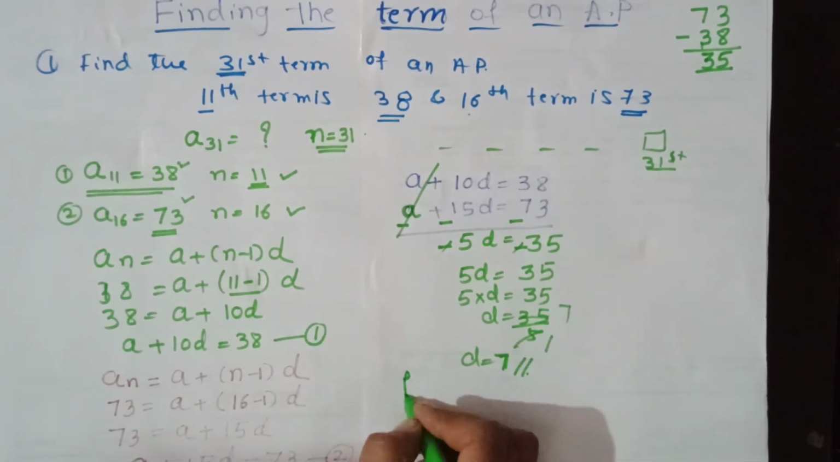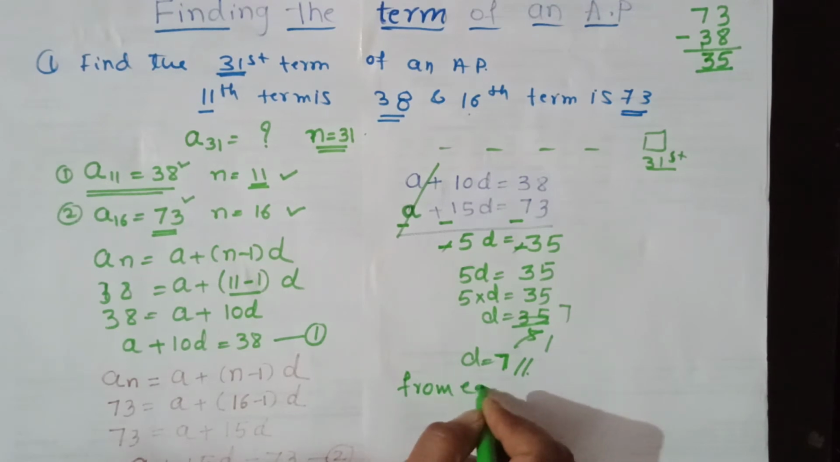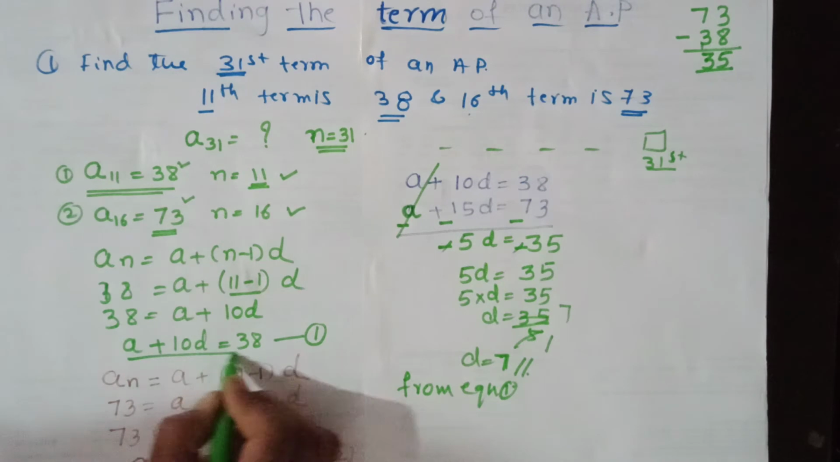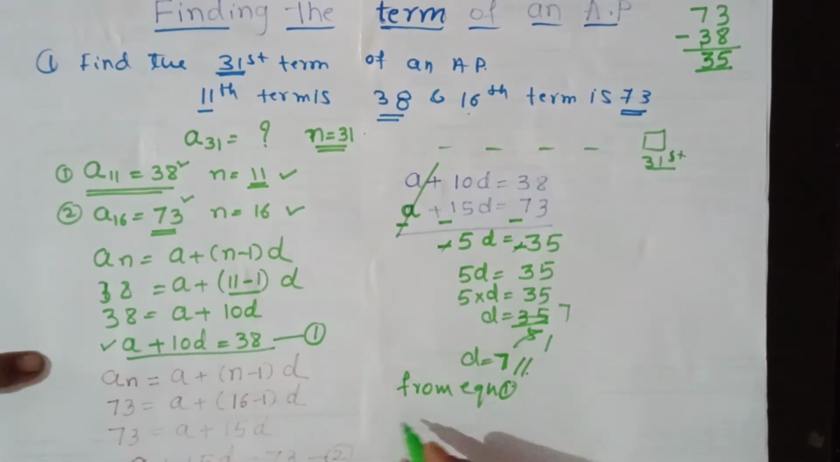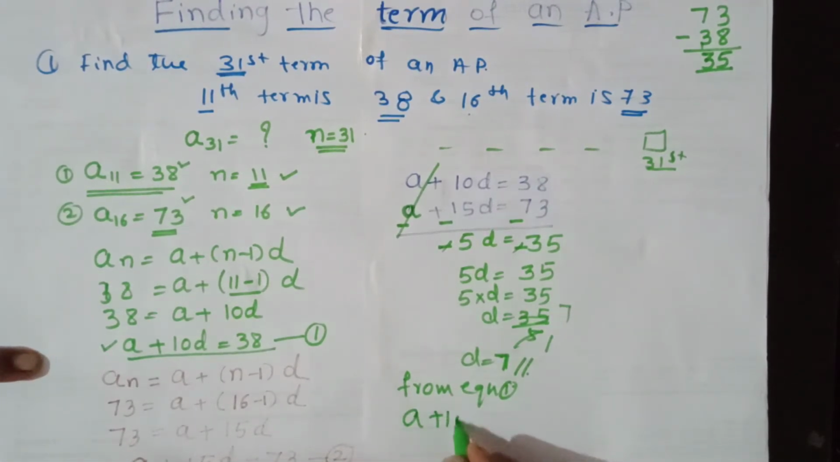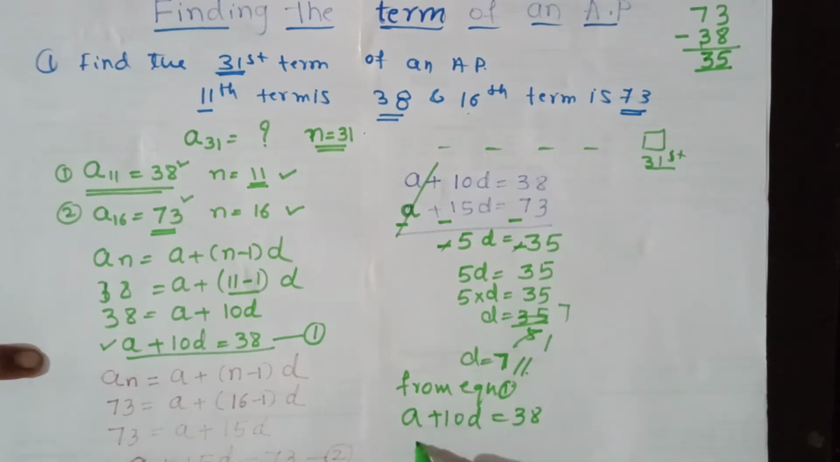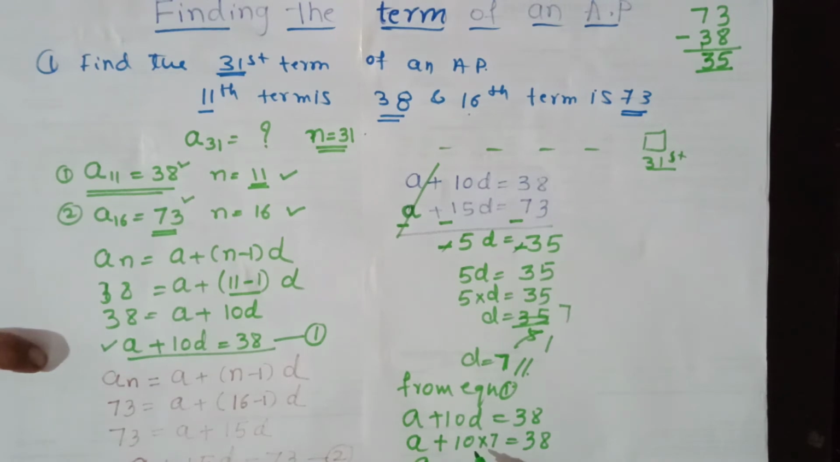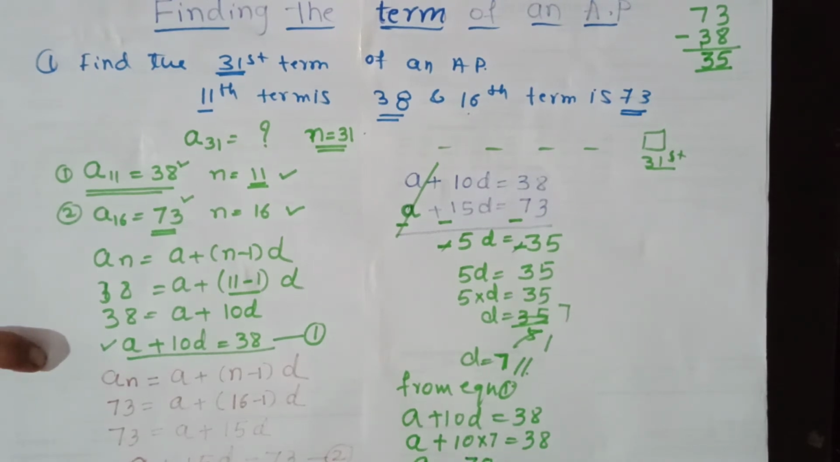Once you get this, you can easily find the value of a. So now from equation 1, with the help of this equation, I'll find the value of a. What is that equation? a plus 10d is equal to 38. Now I know the value of d, 7. I am writing a plus 10 into 7 is equal to 38. 10 sevens are 70. So a plus 70 is equal to 38.